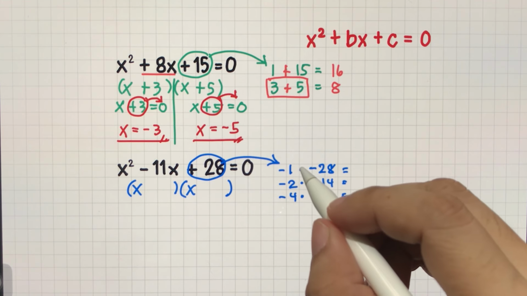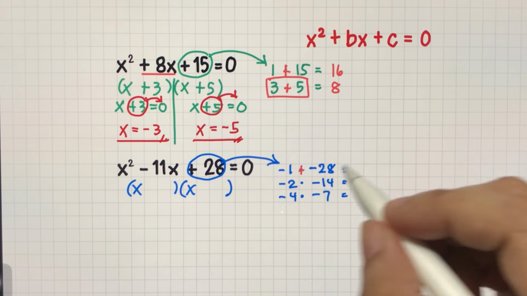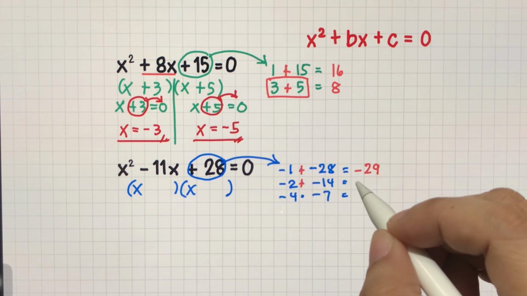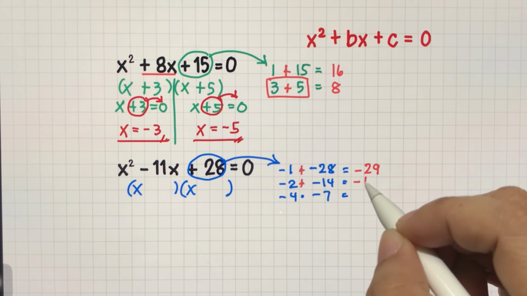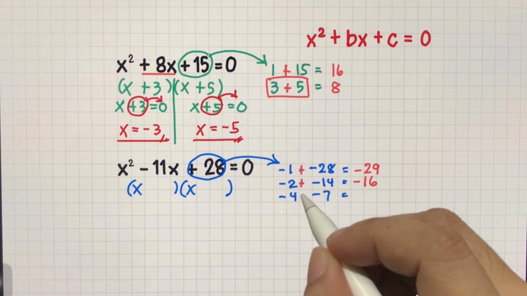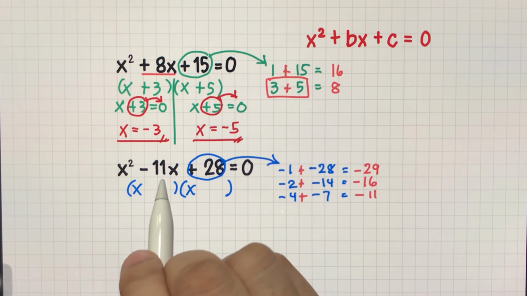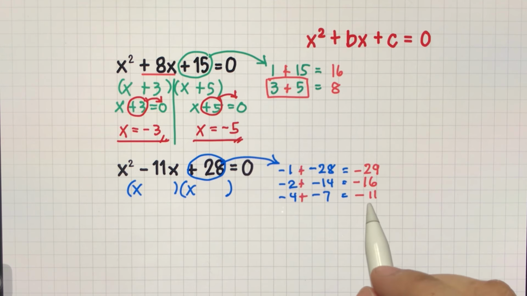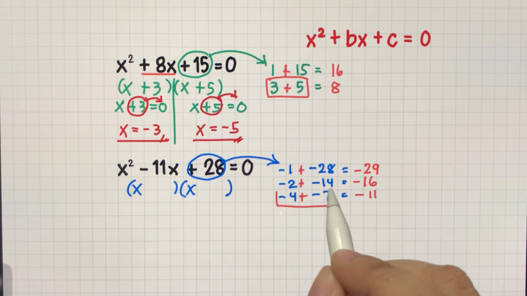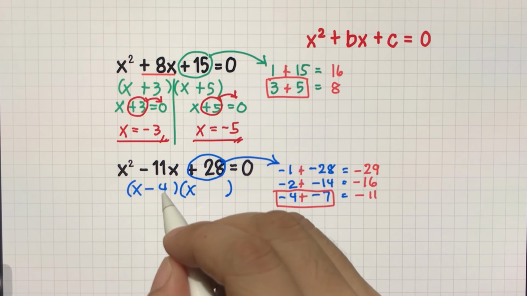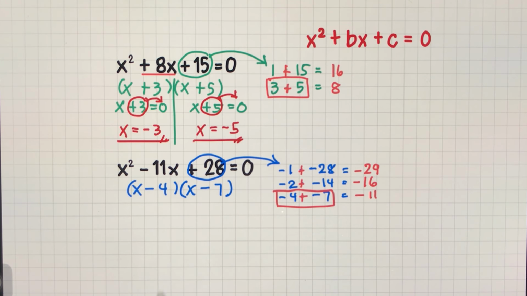Let's add them. Negative 1 and negative 28, that's negative 29. Negative 2 and negative 14, that's negative 16. And negative 4 and negative 7, that's negative 11. The middle term we have here is negative 11. It means that the factors that we're going to use are negative 4 and negative 7. So we'll write negative 4 and negative 7 here.